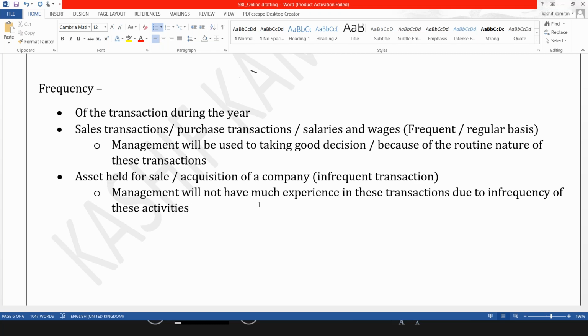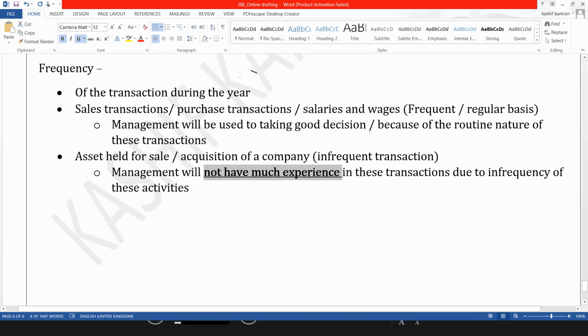So where the management has to be strong, something which happens on a daily basis, on a regular basis, management knows how to do it and they can save a lot of cost. But if something happens on an infrequent basis, first of all, the management don't have much experience of it. So should they be more careful with the number three, where they don't have experience? Management will not have much experience in these transactions due to the infrequency of these activities.